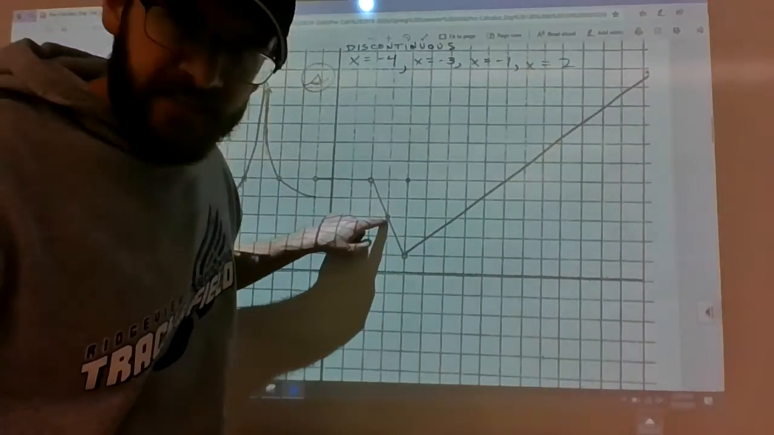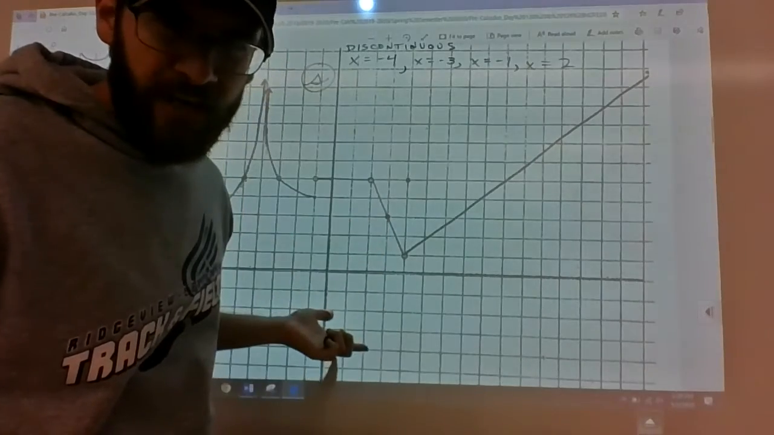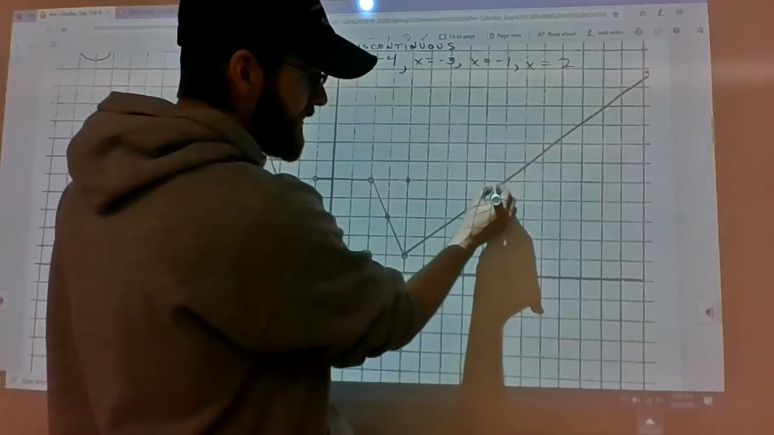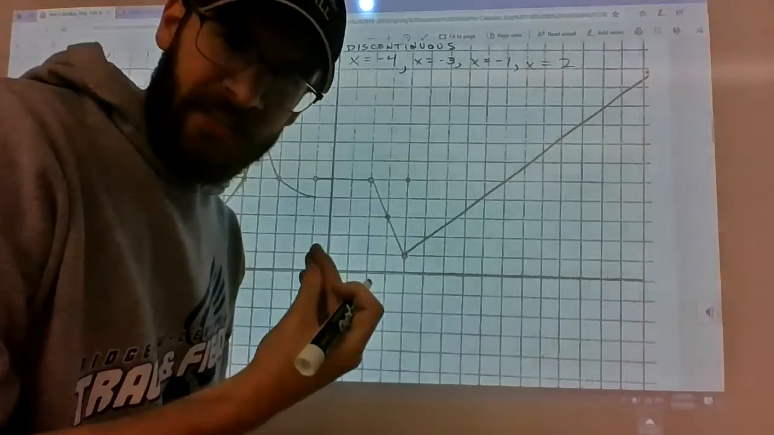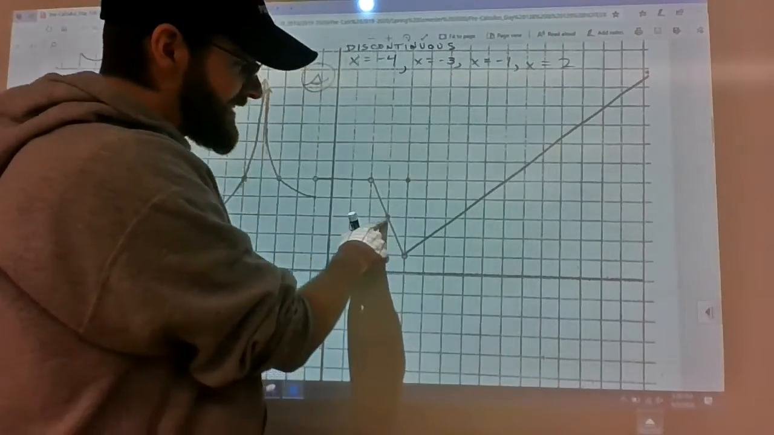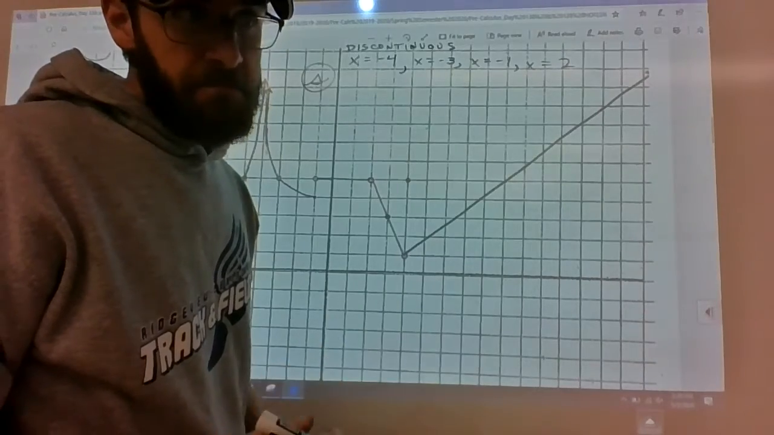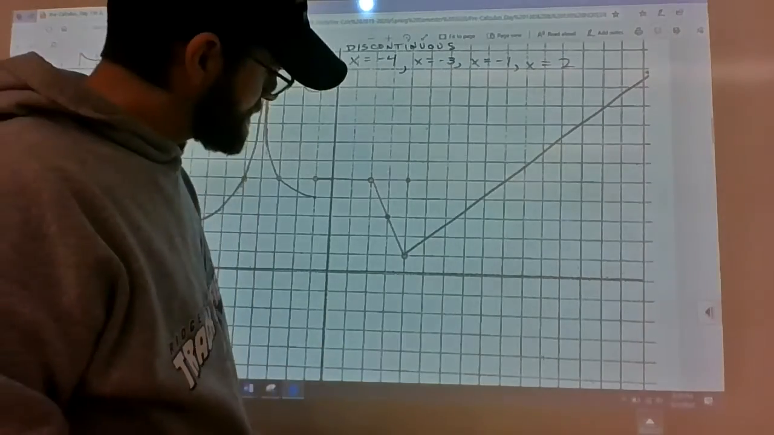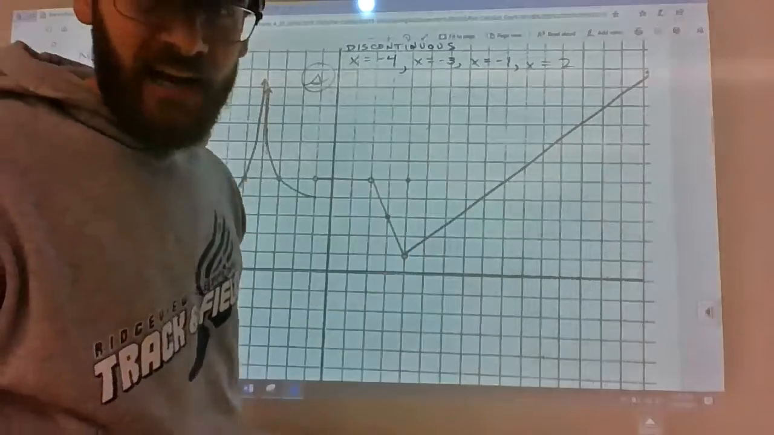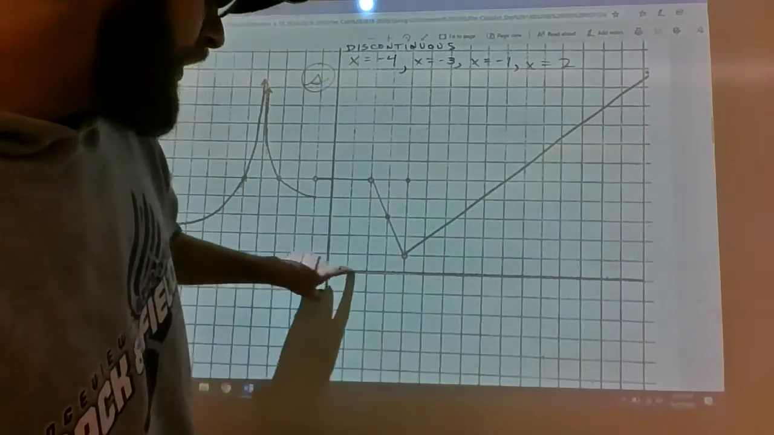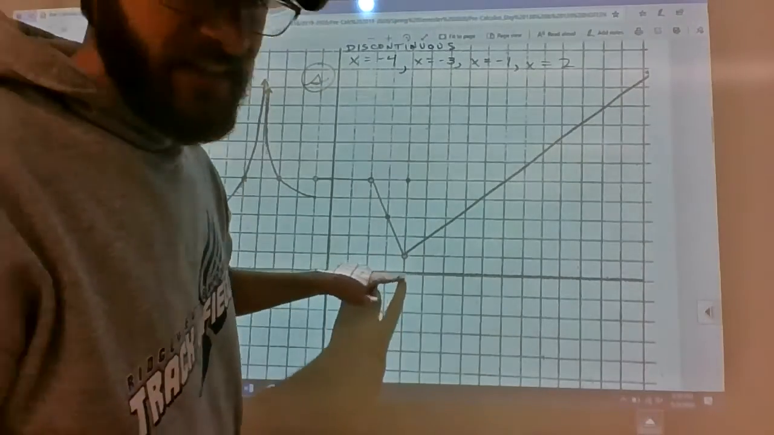Now, I emboldened a dot right there, but that's just a regular, normal dot. It's just encapsulated in the line. That dot does not indicate a break in the graph. That dot is just highlighted. So it's not a discontinuity. However, at 4, it is discontinuous.